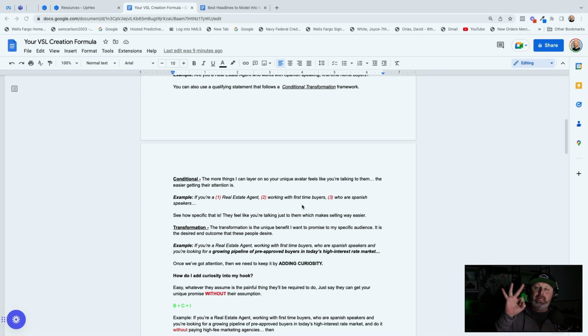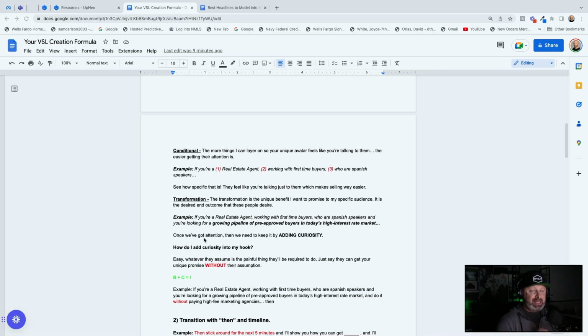That's 3 conditions that I've outlined that now makes the person I'm talking to incredibly unique compared to what most people do, which is just, hey, if you're a real estate agent, I can help you get more buyers. That doesn't work. All right. Then we talk, so that's the conditional part of this framework. The next part is transformational. Well, what do you want to give that specific audience? The transformational is the unique benefit that you want to promise to that specific audience. All right, it's the desired outcome. Now, we'll go ahead and read the example I have.